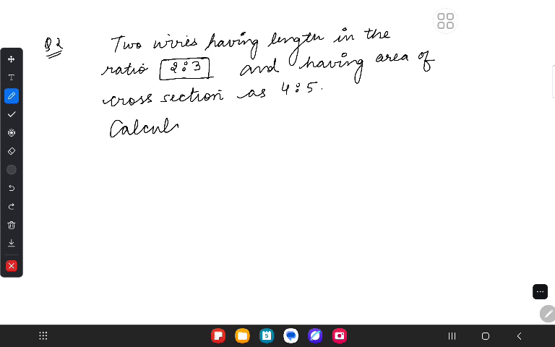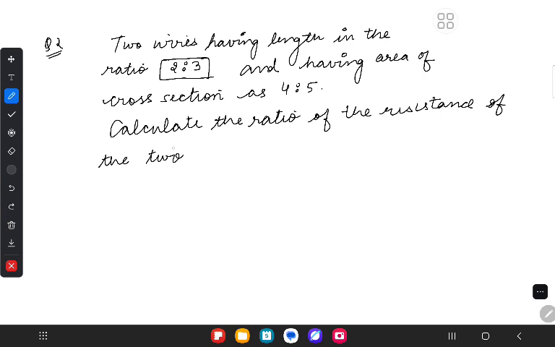Calculate the ratio of the resistance of the two wires.